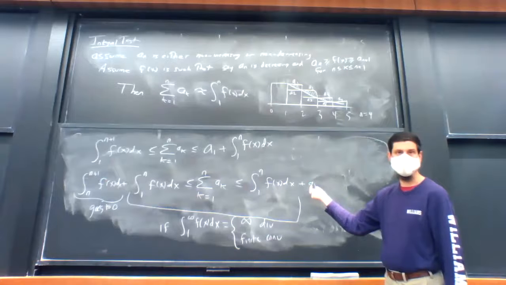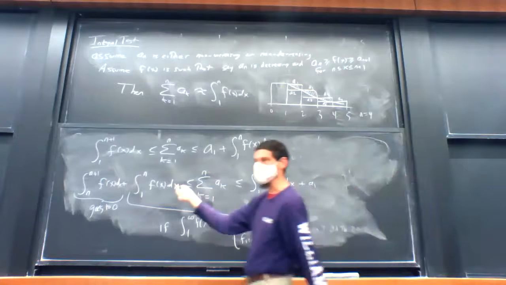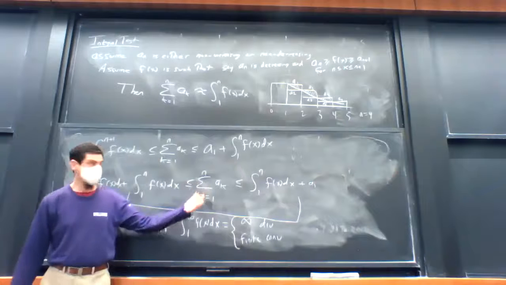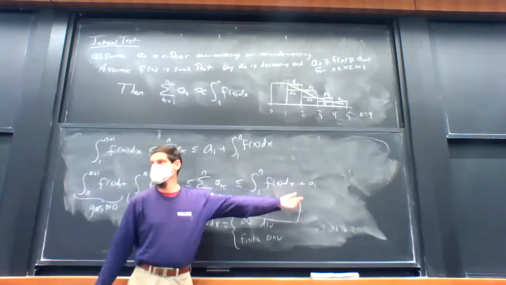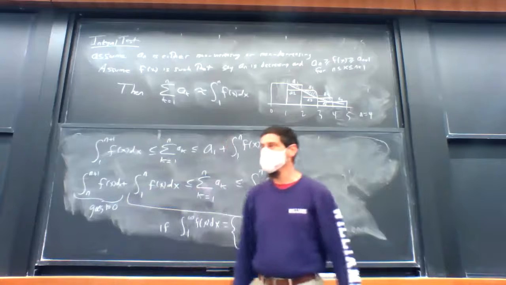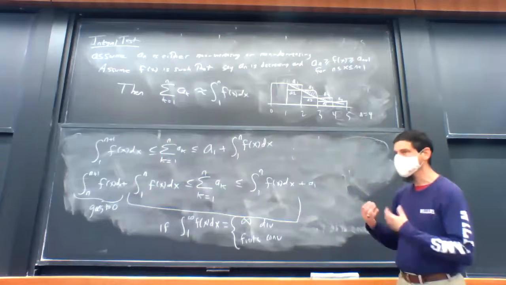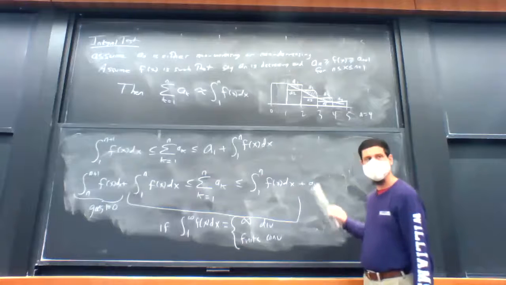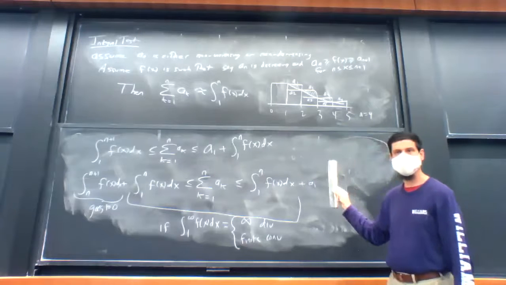A1 is a fixed amount. This amount is going to 0. What this means is I can evaluate this sum, and my error is going to be at most a1. That's not bad. And if you wanted to get a better answer, you could do more work than that. Are people comfortable with this?